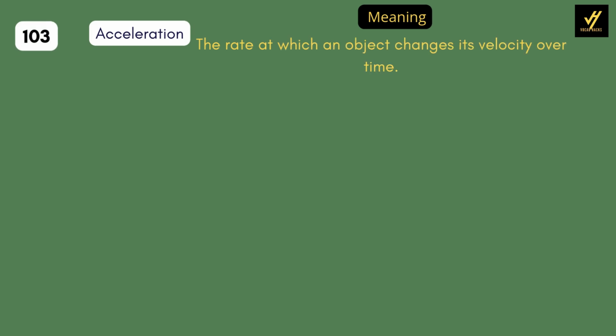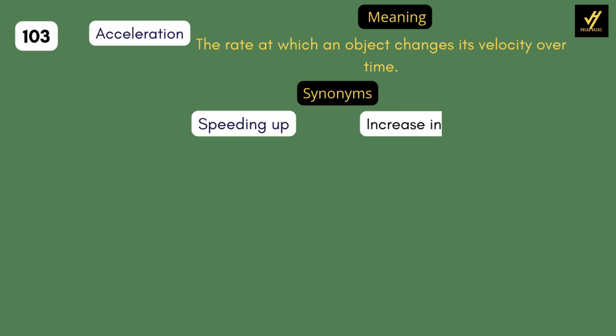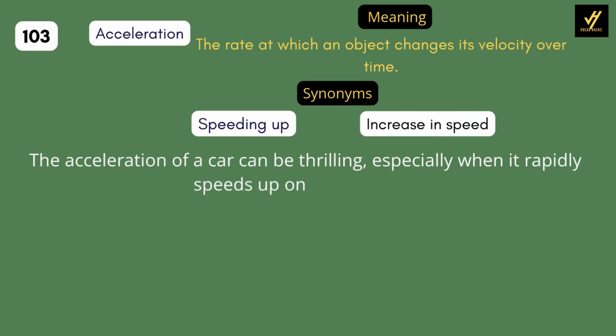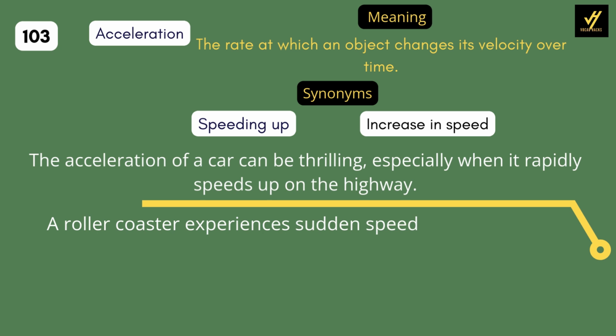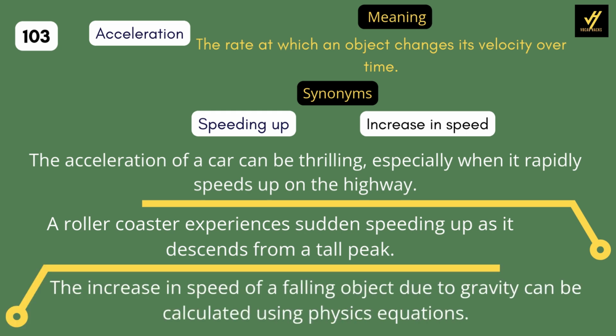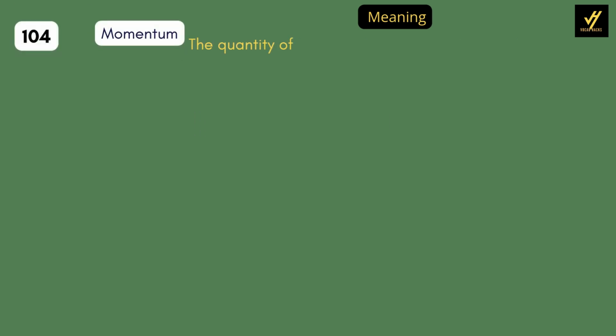Acceleration, the rate at which an object changes its velocity over time. Speeding up, increase in speed. The acceleration of a car can be thrilling, especially when it rapidly speeds up on the highway. A roller coaster experiences sudden speeding up as it descends from a tall peak. The increase in speed of a falling object due to gravity can be calculated using physics equations.